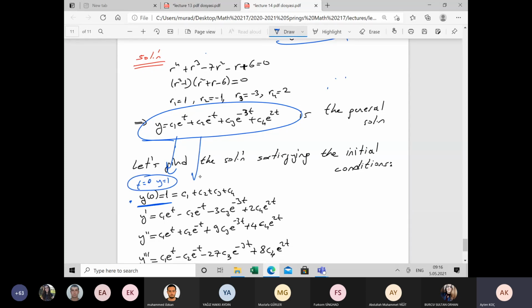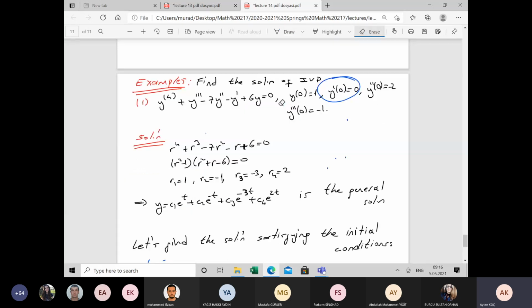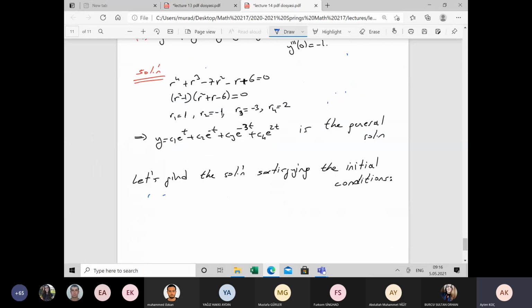Substitute here, and then we obtain y is 1, t is 0. So we obtain C1 plus C2 plus C3 plus C4 is 1. It's okay. The first initial condition gives this equation. And then the next initial condition, y'(0) should be 0. And y is this one.